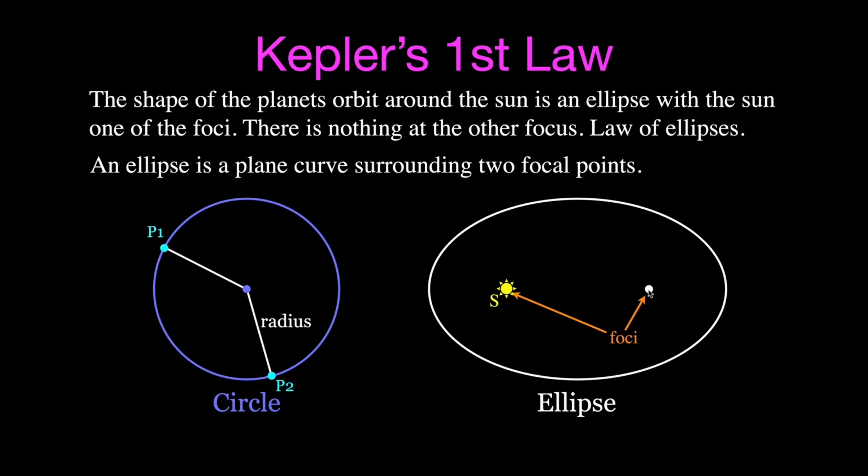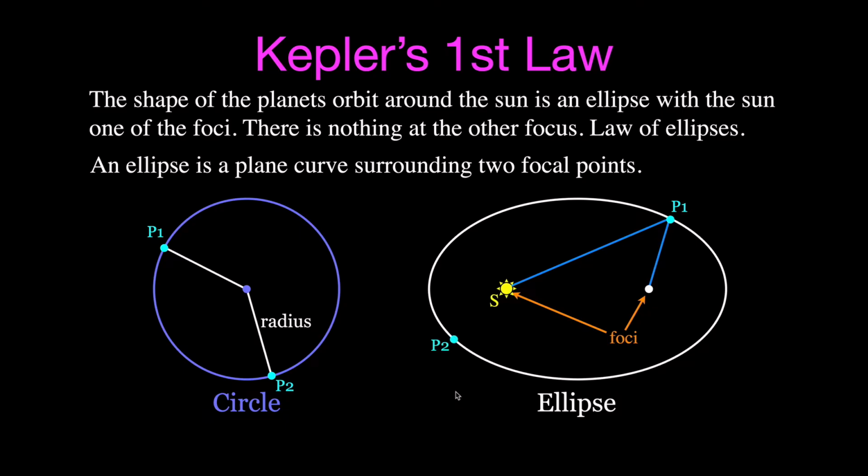Now, one of the characteristics of an ellipse is that if we choose a point on the ellipse and we draw a line from one of the foci out to that point, and then from that point back to the other focus, if we add up those two distances, that sum is a constant for any point that we choose on the ellipse.